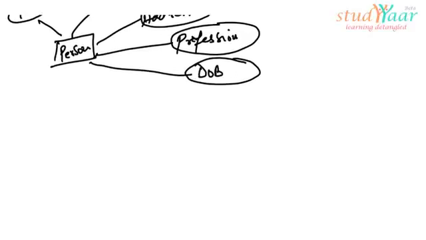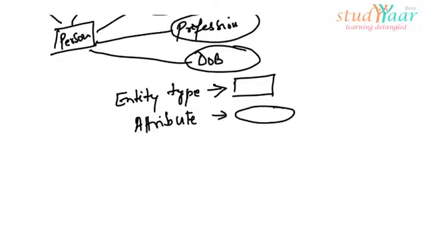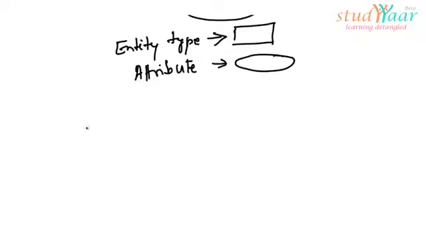So let's revise the representations just for a moment. Entity type is represented by a rectangle. An attribute is represented by an oval. Okay. Now let's understand what is a domain of an attribute.